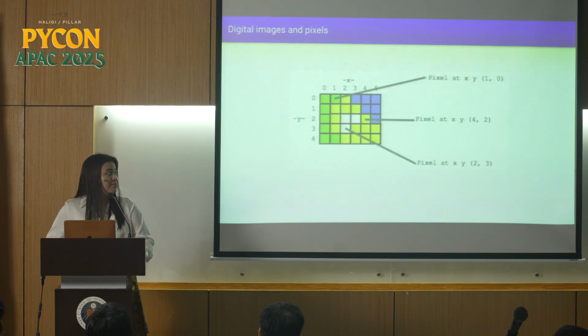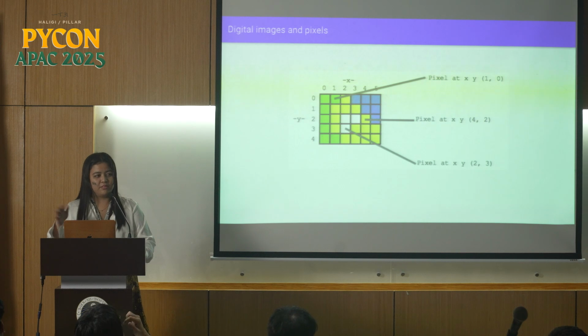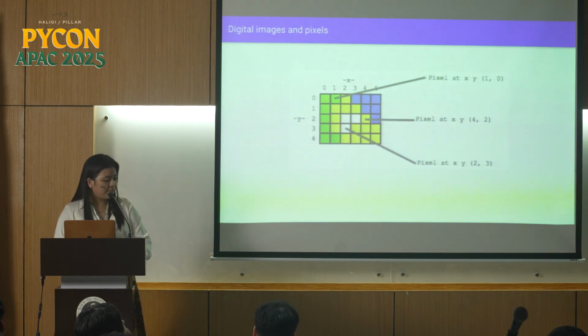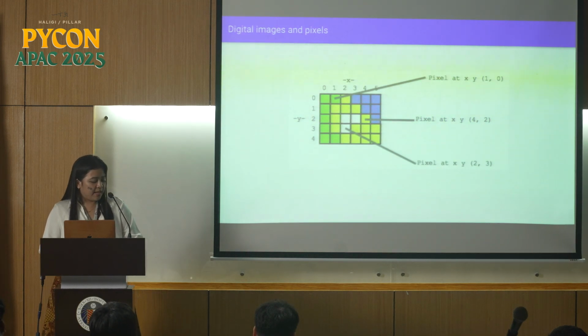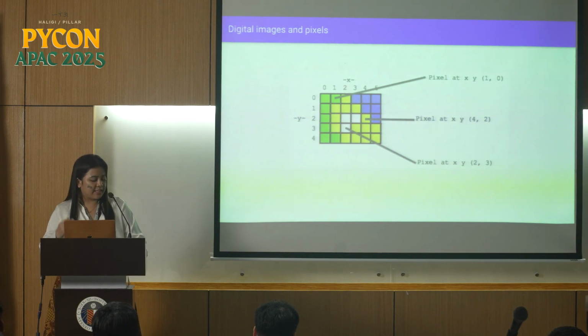So a digital image is basically a collection of pixels, and it is usually arranged in a 2D grid, like a spreadsheet with rows and columns. They're usually numbered from the top leftmost, starting with 0, of course. In this example, we have a pixel at coordinates 1, 0. So it means that it's the second pixel from the left, and it is the first from the top.